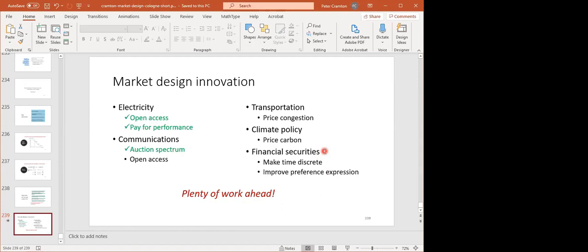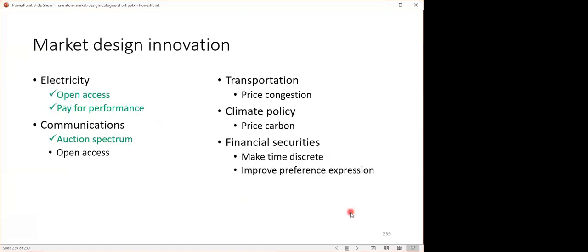So plenty of work ahead, and I hope that all of you will think about doing research in the market design area, or think about practice in the market design area. There's certainly scope for both research and practice. And that's the beauty of market design, is the theory is intimately linked with the practice. So for me, that makes it a lot of fun and very satisfying.